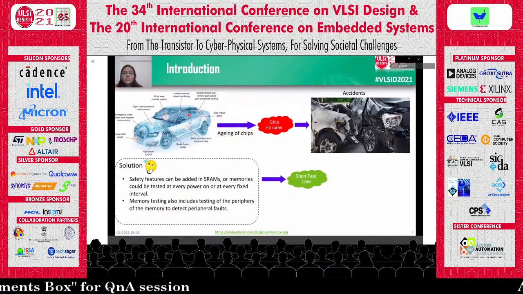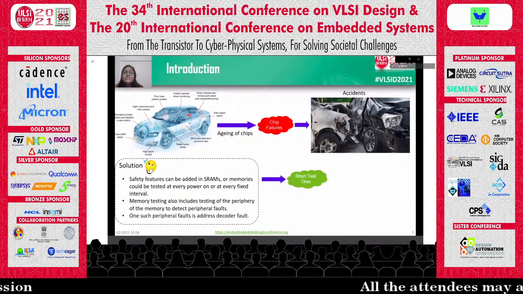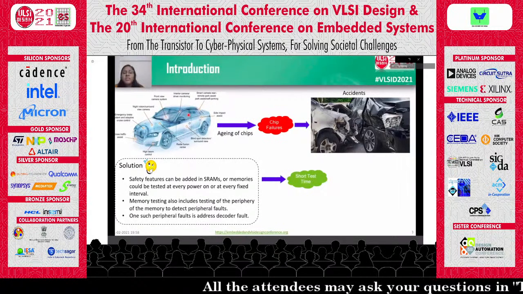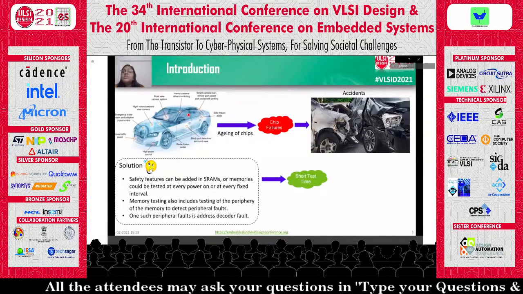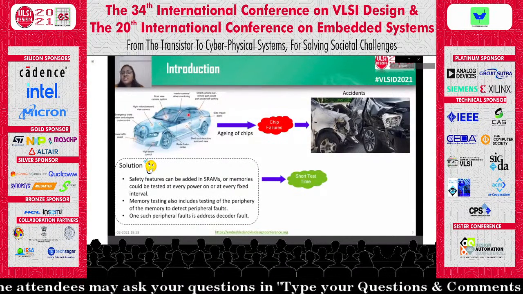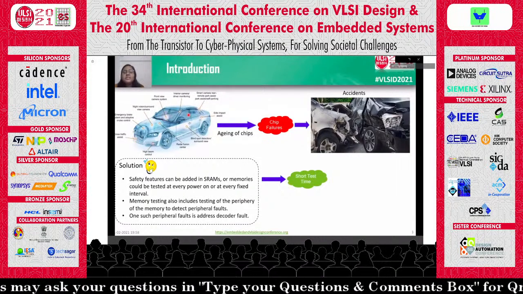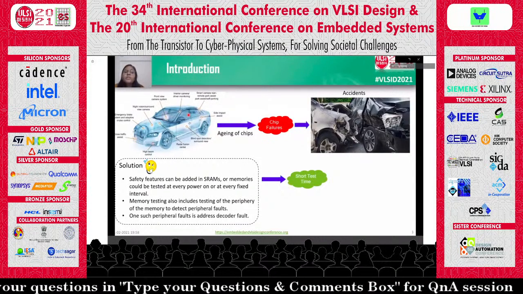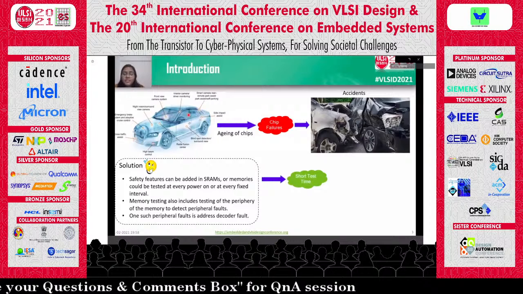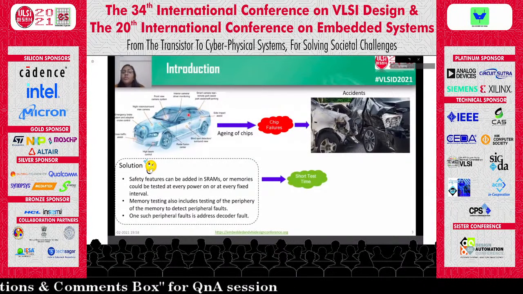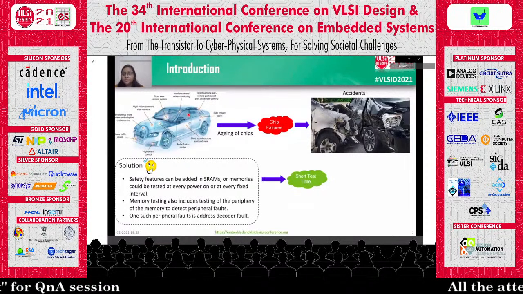Memory testing also includes testing of the periphery of the memory to detect peripheral faults. One such periphery fault is address decoder fault. A memory consists of two things, a memory array and memory periphery. The memory periphery includes the address decoder, row decoder, column decoder, pre-charge circuitry, sense amplifier, write driver, muxes, and so many things. Here we pick one of the periphery elements, that is the address decoder, and we inject faults into that address decoder, and we try to detect the faults of the address decoder using various algorithms, which we will discuss in the coming slides.